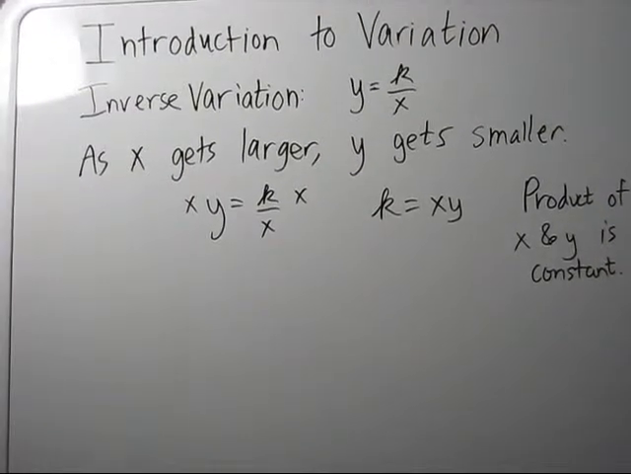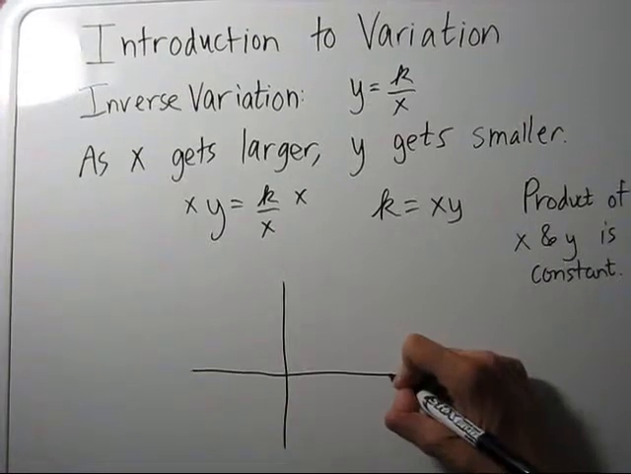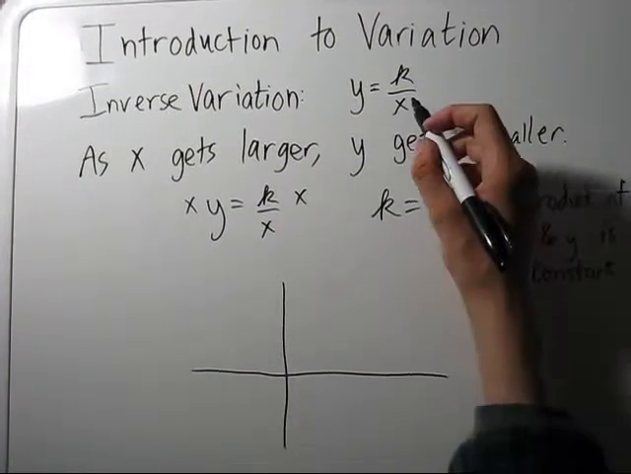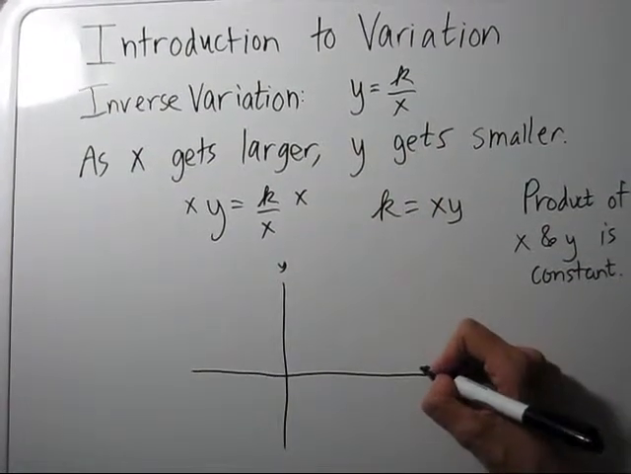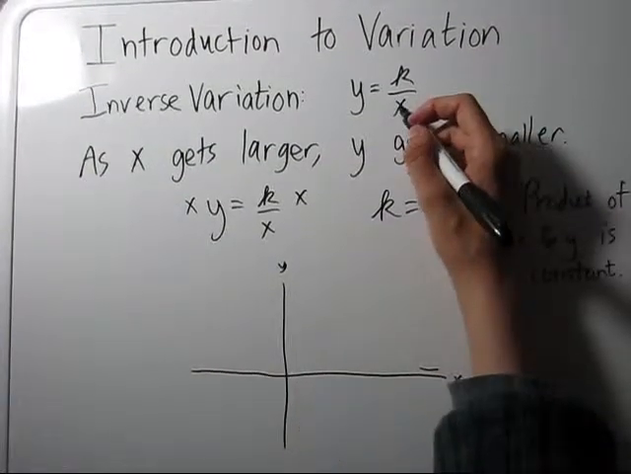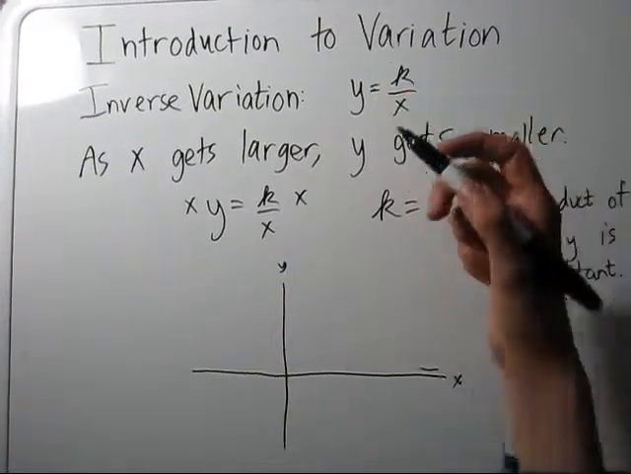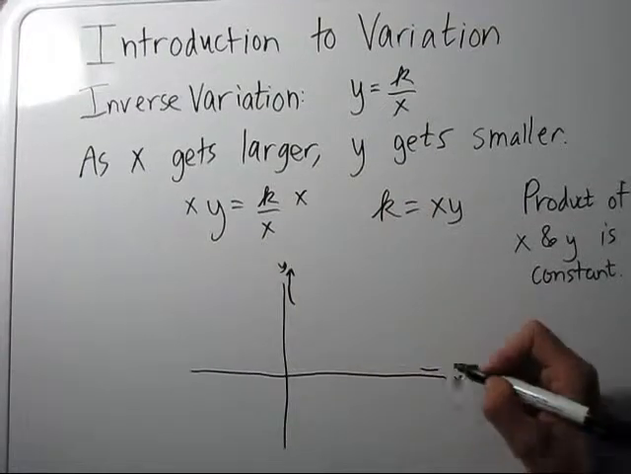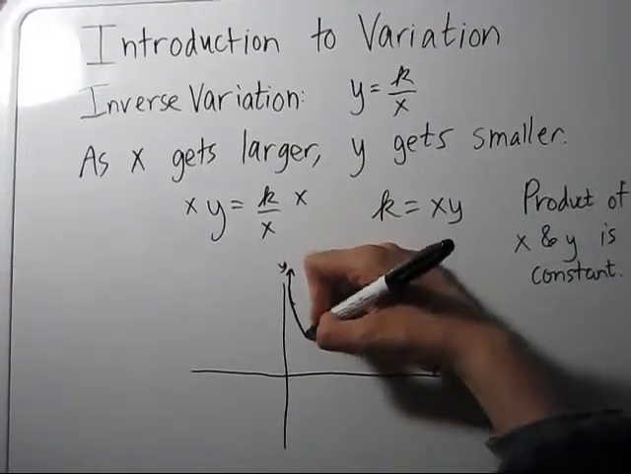Now let's look at the graph. So when x is really big, y is going to be small. And when x is really small, if you divide by a tiny number, it'll shoot up your y value, or make it really big. And in between, it's this nice curve that looks like that.